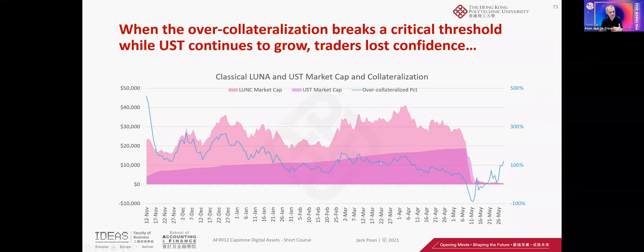Now, before the whole thing collapsed, you actually would see that the collateralization has reached a critical point, and when this critical point is reached, everything starts going downhill. In fact, it goes so bad that Luna, in its total market cap, is worth less than the circulation of UST. And a lot of it has to do with what I call counterparty risk, where exchanges such as Binance start to refuse to redeem UST. And when they start doing that, a lot of people lose confidence. Okay? So that essentially is what happened to some of these algorithmic-driven stablecoins.